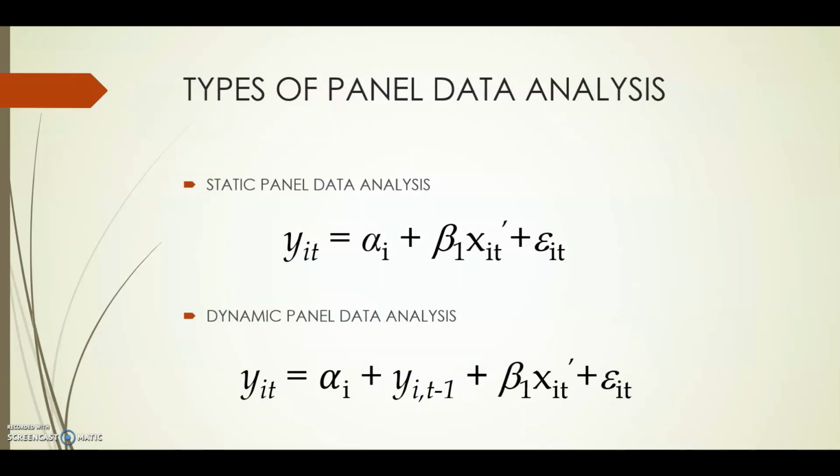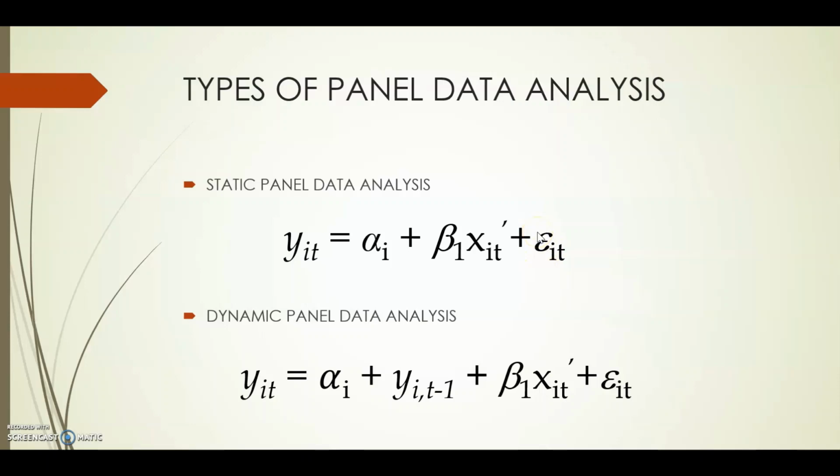Panel data analysis can generally be divided into two categories: static panel data and dynamic panel data analysis. In the slide, you can see the equation for static panel data analysis, where the dependent variable is explained by an intercept, a set of independent variables, and an error term.